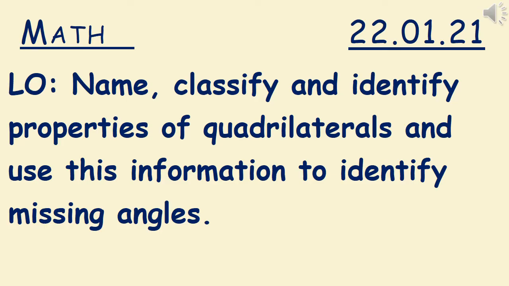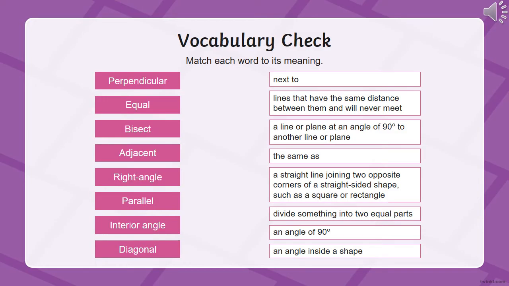Today's learning objective is to name, classify and identify properties of quadrilaterals and use this information to identify missing angles. Here's a quick starter activity. We're going to do a vocabulary check. I'd like you to match these words to the meanings.